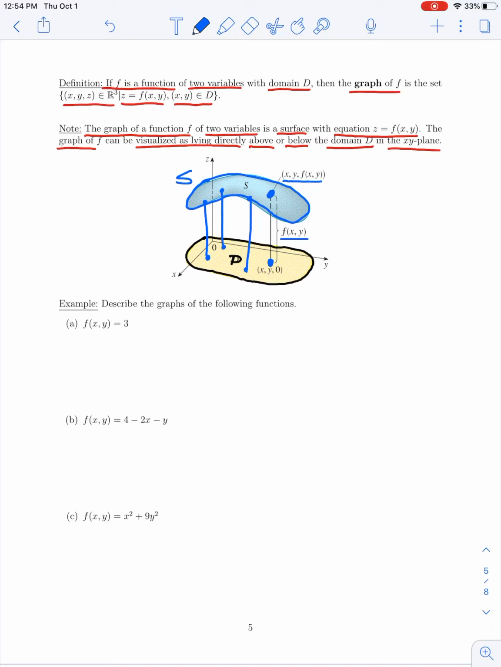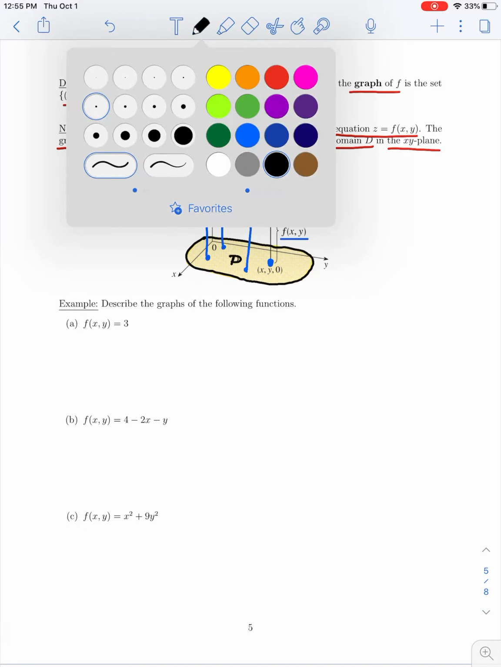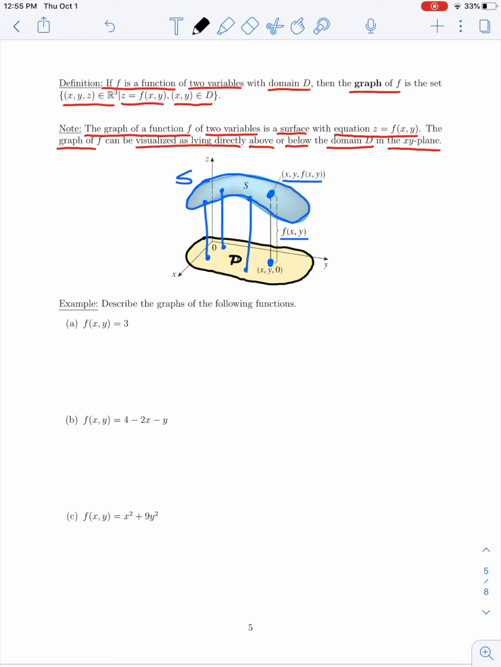So if we have the function in part A, f of xy is equal to 3, to consider the graph of this function, we're looking at the set of all points such that z is equal to f of xy, which was defined as 3. So we're looking at the surface defined by z equals 3, which is a plane that lies 3 units above the xy plane. It has a constant z value. So we could try to visualize this here.